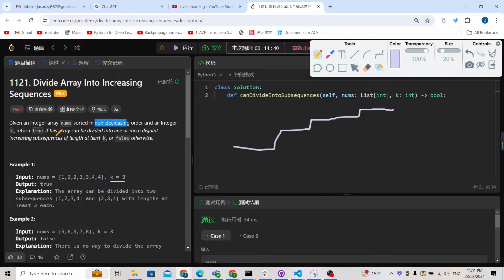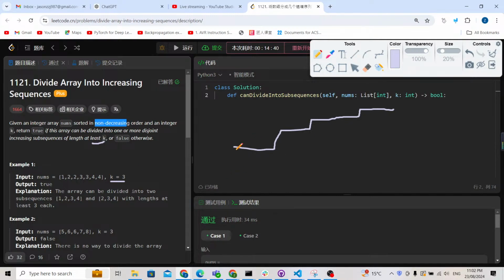So we're going to return true if this array can be divided into one or more disjoint increasing subsequences of length at least k, or false otherwise. So how can we solve this problem? Definitely this is not a hard problem, but we just need to think a little bit about it, and then we might find an idea of how to solve the problem.